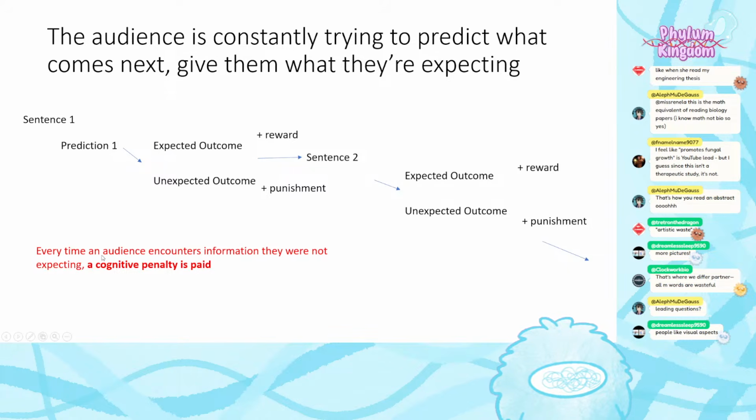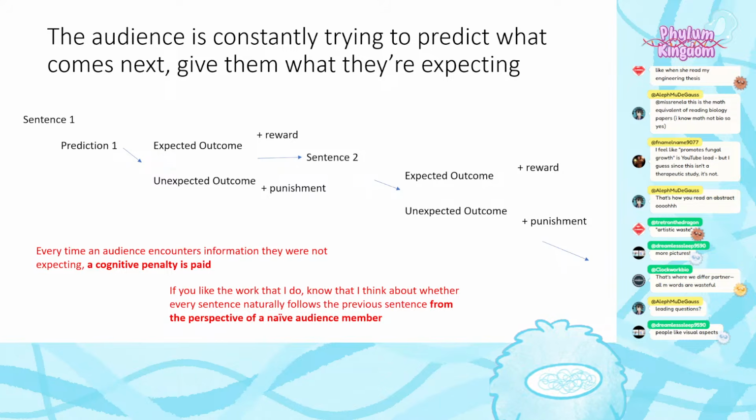Okay, so every time an audience encounters information they were not expecting, a cognitive penalty is paid. So when we talk about mechanics, make sure that the next sentence is predictable, right? That you are not pulling surprises on your reader, unless that is specifically your artistic intent, right? You can use this subversion to artistic effect, but you have to be very careful with it, and there has to be a reason why you're doing it, right? You don't just throw curveballs for no reason.